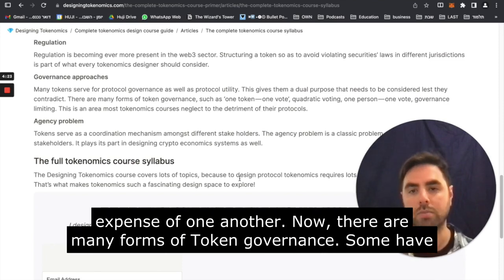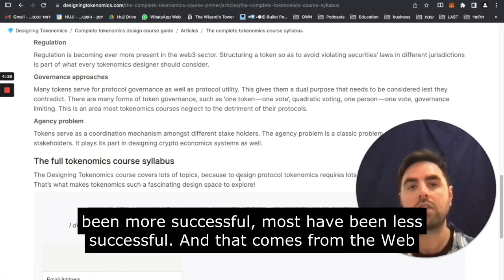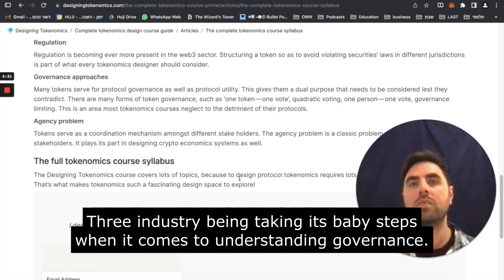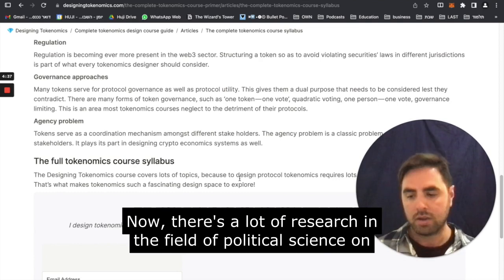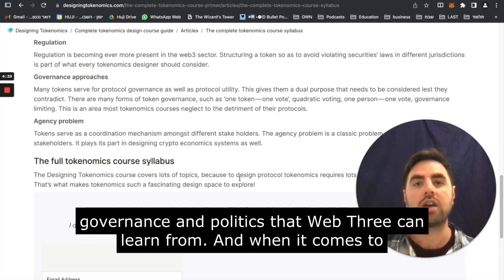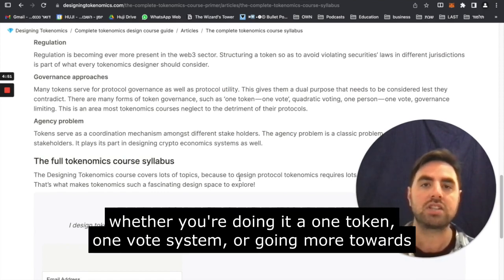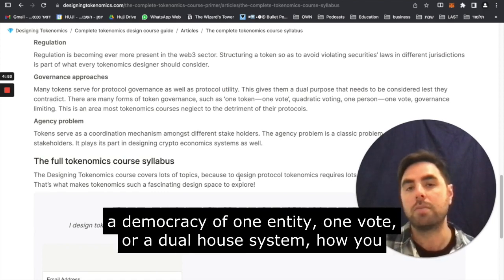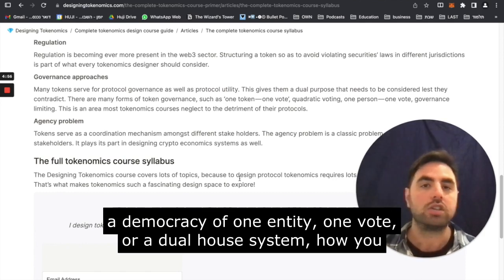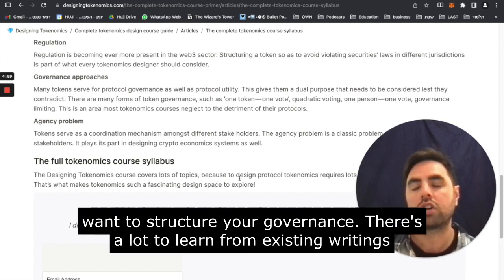Now, there are many forms of token governance. Some have been more successful. Most have been less successful. And that comes from the Web3 industry taking its baby steps when it comes to understanding governance. Now, there's a lot of research in the field of political science on governance and politics that Web3 can learn from. And when it comes to governance approaches, those are the things that you'll want to look up. Whether you're doing a one token, one vote system, or going more towards a democracy of one entity, one vote, or a dual house system, how you want to structure your governance, there's a lot to learn from existing writings in political science.